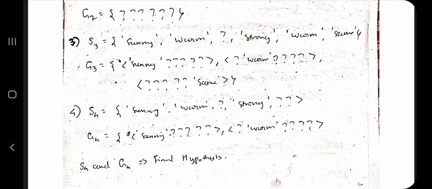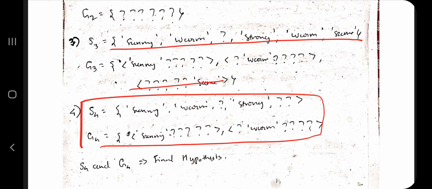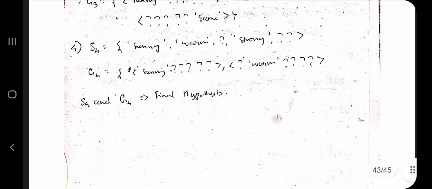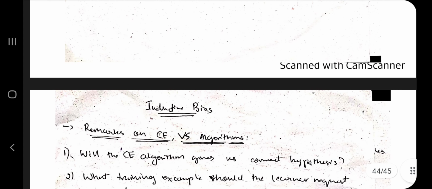Just, whenever you make a change in this one, see if the same attribute that I made a change to is there in general or not, and just delete it. Two steps. Whatever change you make in this one, just see if it was there in G3, delete it. That's all. The remaining one is your final answer. S4 and G4 are what? Final hypothesis. Okay, so that's all about the candidate elimination algorithm. I hope you got the algorithm.